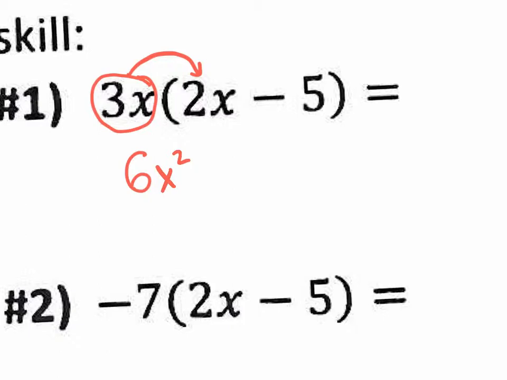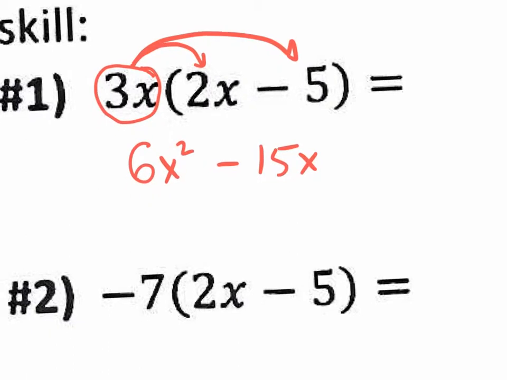Easy. And then we distribute the 3x to the other term, 3x times a negative 5. Well, a positive 3 times a negative 5 will give us a negative 15. And of course, this x, when you distribute it, there's no other x, so it'll just come right down. And that's your final answer right there, 6x squared minus 15x.